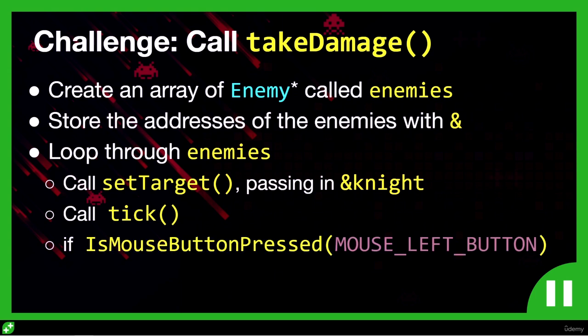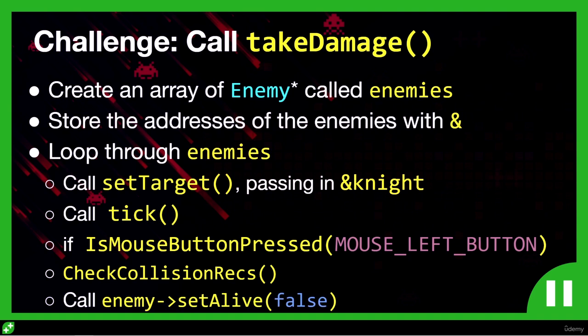And finally, in our if mouse button pressed if statement, where we check CheckCollisionRecs with the Goblin, we're going to loop through the enemies and check CheckCollisionRecs for each enemy. And if the weapon collision rec is overlapping with that enemy, we'll call its setAlive function, passing in false. Pause the video and do this now.